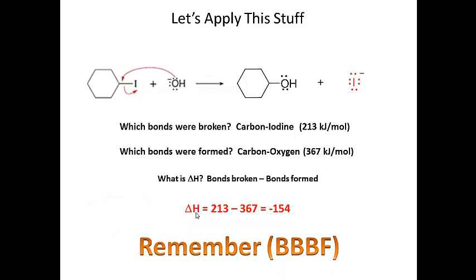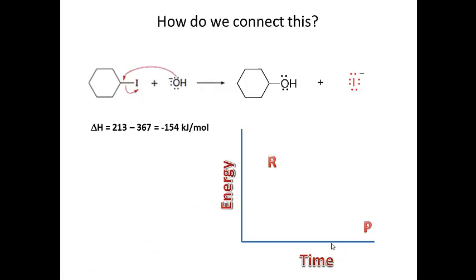And an exothermic reaction is always favored because it does not absorb energy, it gives off energy. And if you remember this simple mnemonic, BBBF, or 3 B's and 1 F, is a bad report card. That's the way you remember how to calculate delta H: bonds broken minus bonds formed. And let's take this and connect it with the energy diagram.